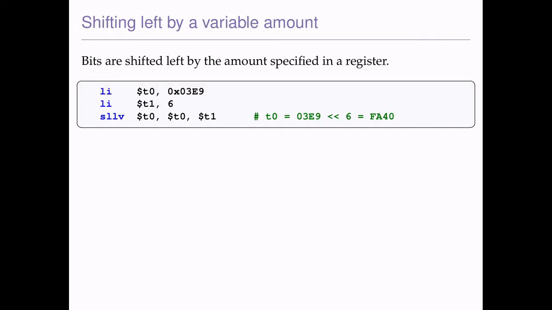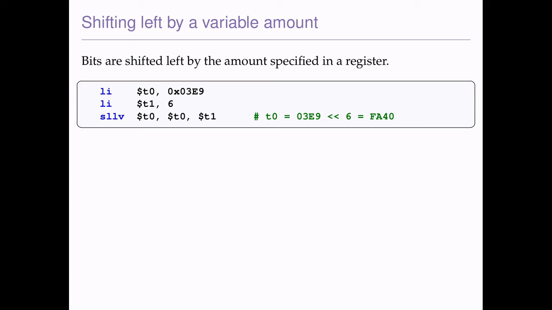We can also shift left by a variable amount, and this is quite handy. So if you were thinking of setting up a loop, it might be handy to have a value stored at a register that you just want to manipulate every time you go around it. So here we've loaded in a hard-coded value of 03E9, and we're loading in 6. And you can see there that we can shift left by a variable amount. That's SLLV, shift by the variable amount. And then we just shift the value in T0 by the value of T1.